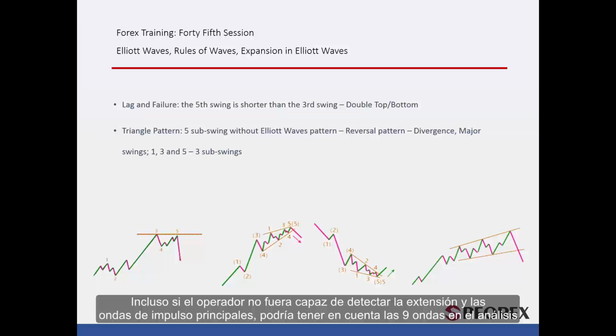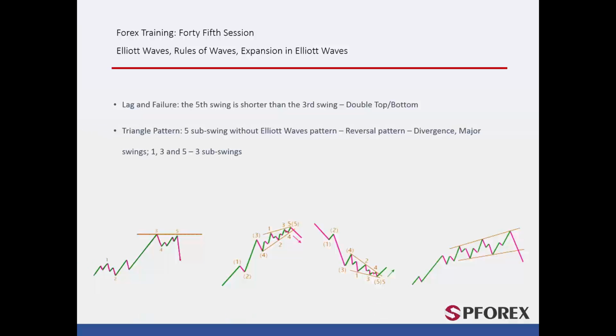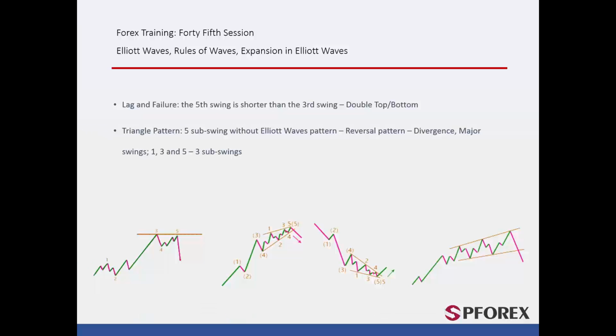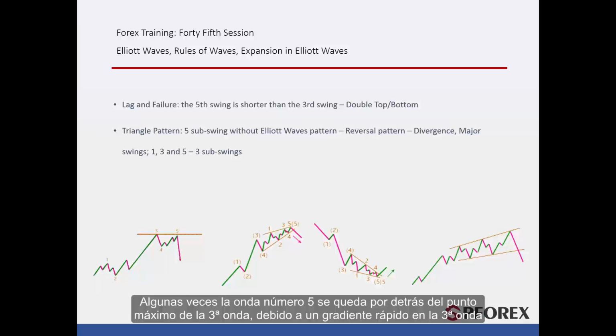Even if a trader cannot detect the extension and main swings, he or she can consider the whole 9 swings in the analysis. Extension can occur on sub-swings too. Sometimes swing number 5 lags behind the third swing high point due to a rapid gradient of the third swing. Thus, traders can consider the third and fifth swing as a double top pattern, which produces a sell signal.